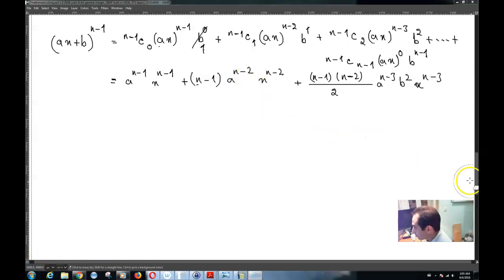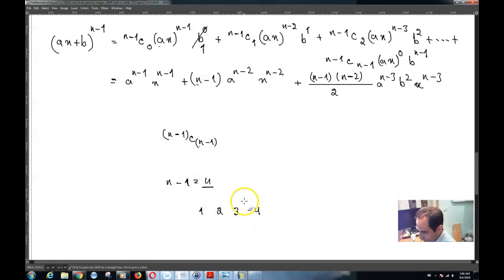Okay, so now basically to understand this last part over here, for example, when you have n minus 1 combination n minus 1, what that means is, let's say that n minus 1 is equal to 4. That means that you have, for example, 4 marbles over here: marble number 1, marble number 2, marble number 3, and marble number 4.